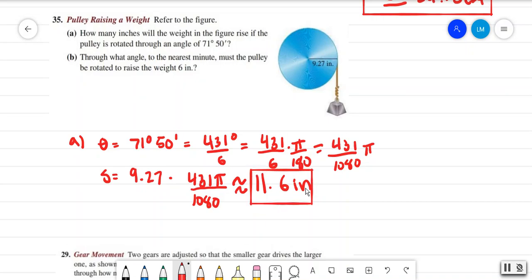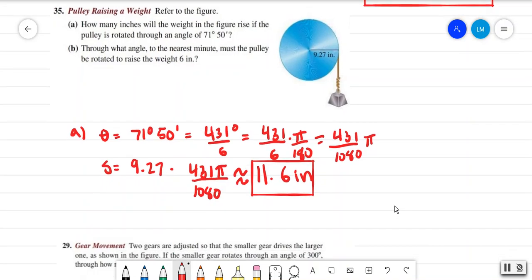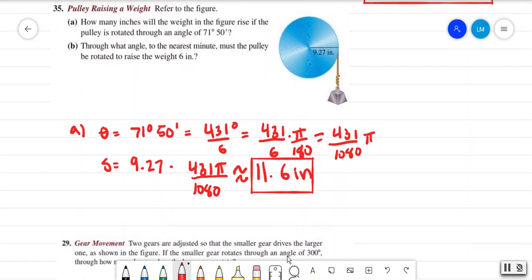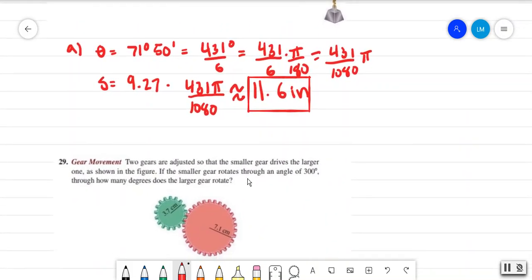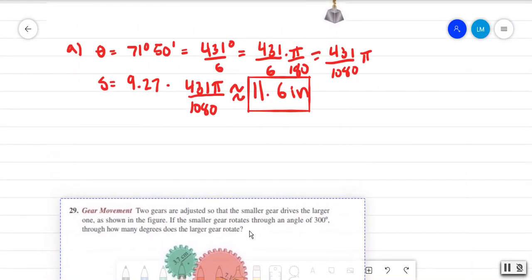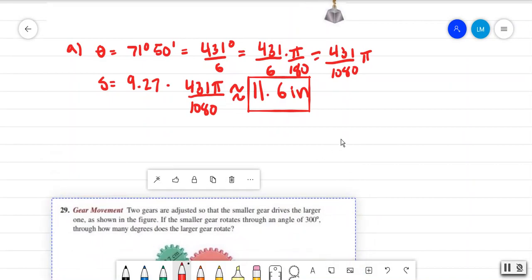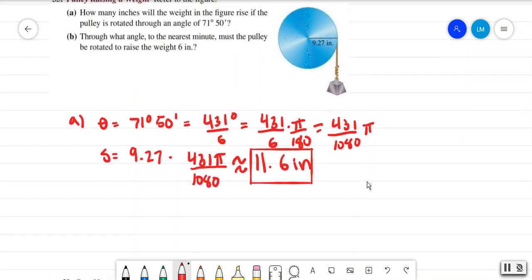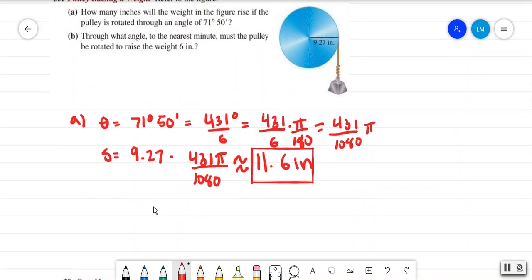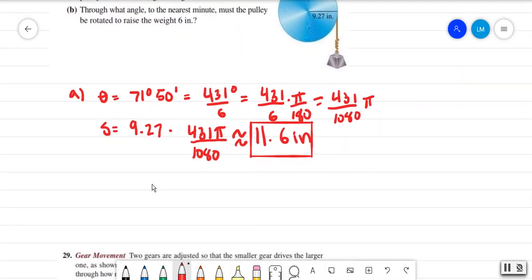Okay. Now, let's say that, for example, you wanted to work that last question. Basically what's being asked is how much you should rotate so that the arc is going to be 6 inches. So we'll say that we know what S is. It's equal to 6 inches.